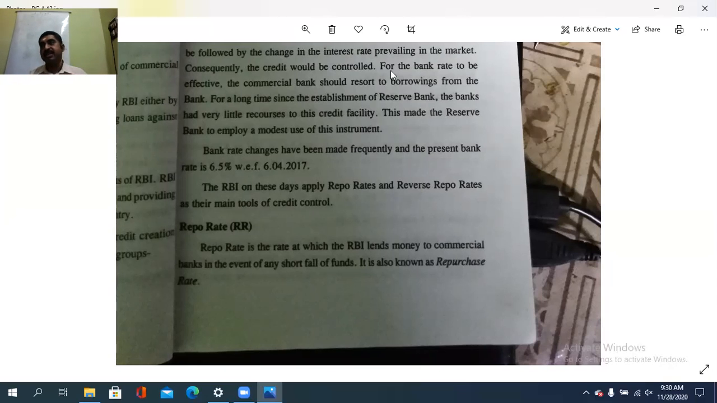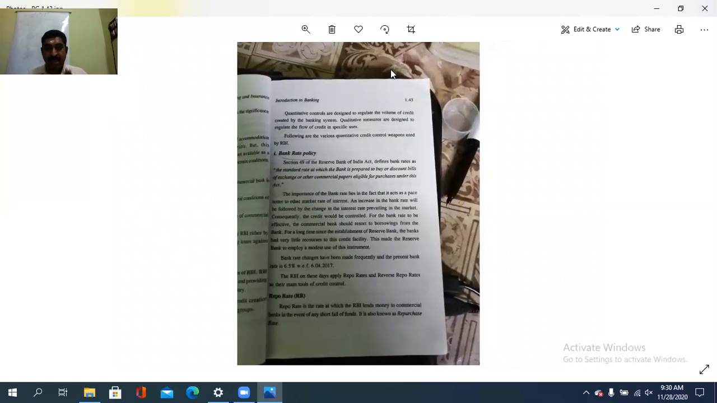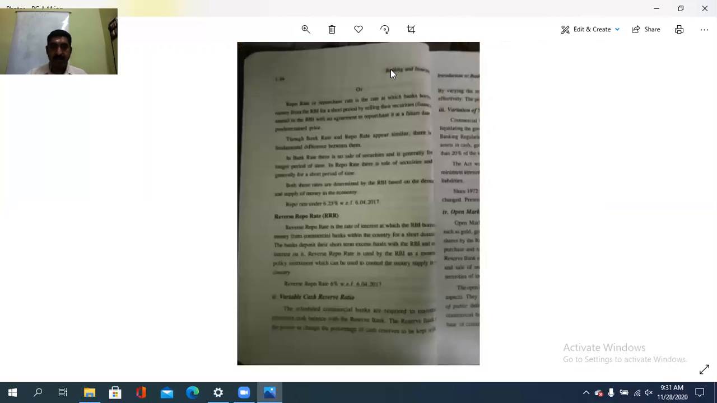Repo means repurchase rate, RR. So the repo rate is the rate at which the RBI lends the money to the commercial banks in the event of any shortfall of funds. That should be at a certain rate. That rate is the repo rate or the repurchase rate.